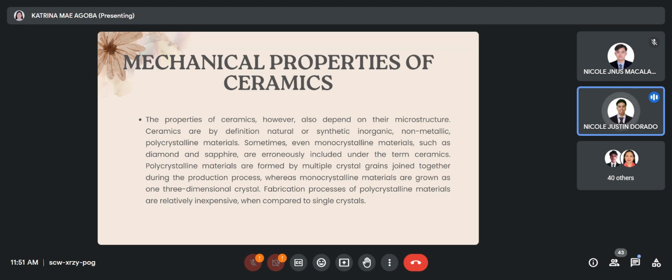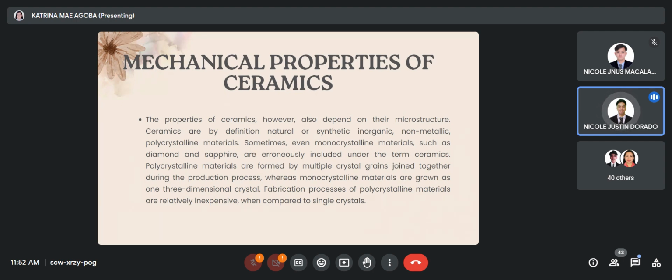Polycrystalline materials are formed by multiple crystal grains joined together during the production process, whereas monocrystalline materials are grown as one three-dimensional crystal. Fabrication processes of polycrystalline materials are relatively inexpensive when compared to single crystalline.